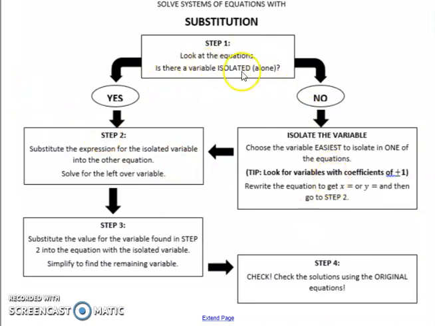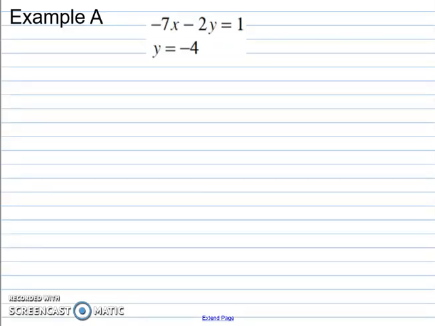So just ask yourself, is one already isolated? That's super cool, because then it's one less step for me. But if it's not, we're going to isolate it. Then we're going to go over here and substitute in. We're going to solve for one of the variables. Then we're going to take that value and substitute it back in to this part over here. And then we're going to check, because we always want to know we're right, right? All right, so here we go.